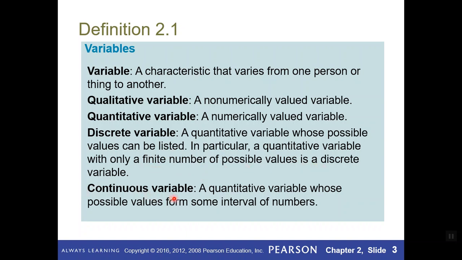A continuous variable means a quantitative variable whose possible values form some interval of numbers. If you consider an interval, let's say from 10 to 1000, that's my interval. Between 10 and 1000 you can pick many values. There are infinitely many values: 10.5, 12, 100, 105, something like that. Okay.